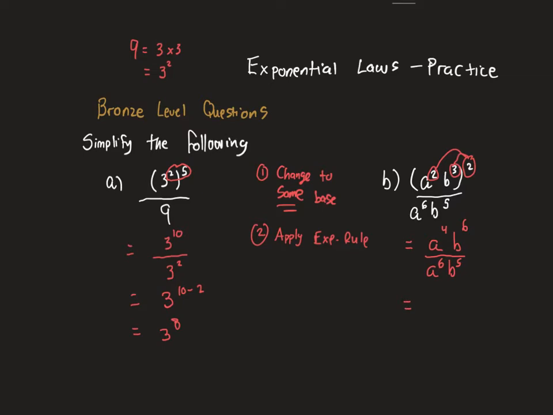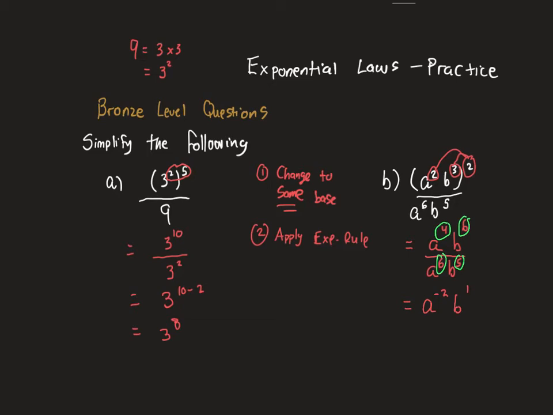Now we're going to use the second rule. So same base, everything is multiplying, there's no addition, no subtraction, so I can use my exponent rules. So the 4, the 6, the 5 are going to be subtracted. So I'm going to have a to the power of 4 minus 6, which is negative 2. And b to the power of 6 minus 5, which is 1.